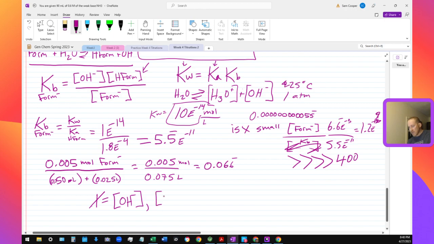So the concentration of hydroxide here, this is the same thing we did in the first part, except, again, we're talking Kb instead of Ka. So 5.5 times 10 to the minus 11 times our concentration, which was this right here, right? That's our concentration.